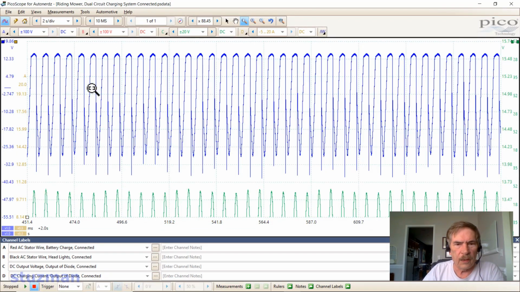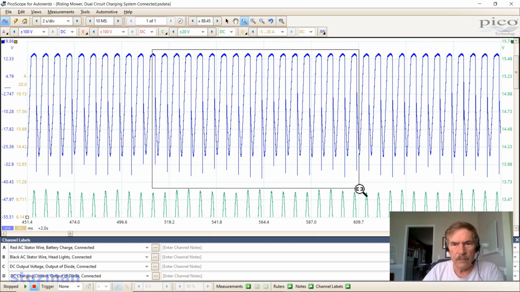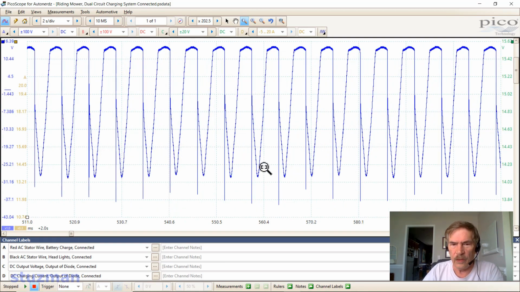Let's go over to looking at the idle over here. Now first the thing you notice is that it doesn't quite look like a sine wave anymore.